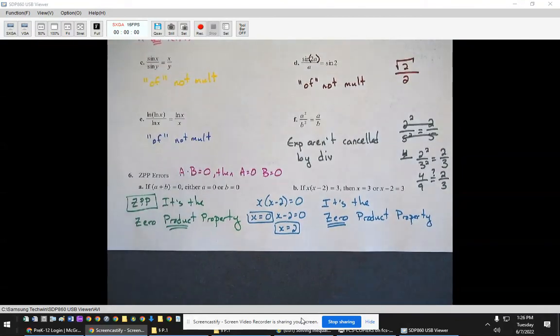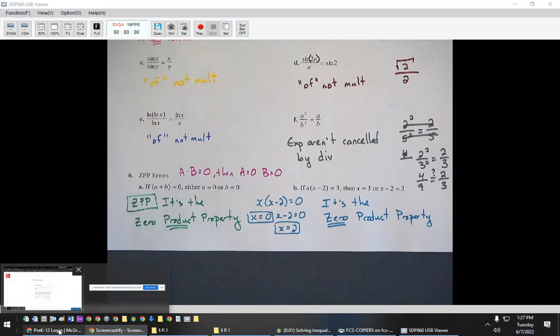Okay, so hopefully that cleared up some stuff. A nice little review for you about some of our mistakes when it comes to cleaning up algebra stuff.